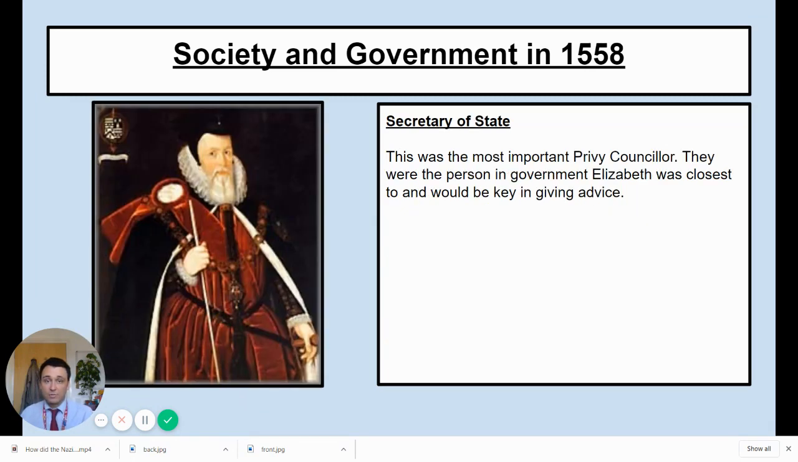One member of the Privy Council would be the Secretary of State. This was the most important Privy Councillor, and these were the people in government Elizabeth was closest to and would be key in giving advice.